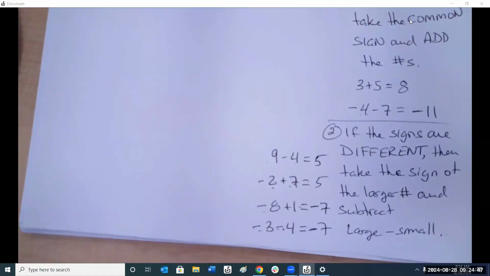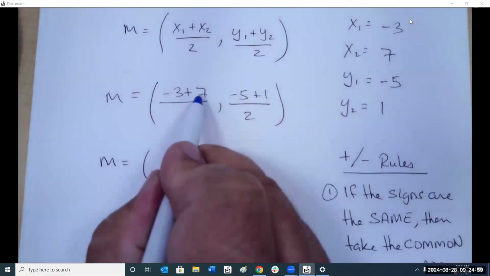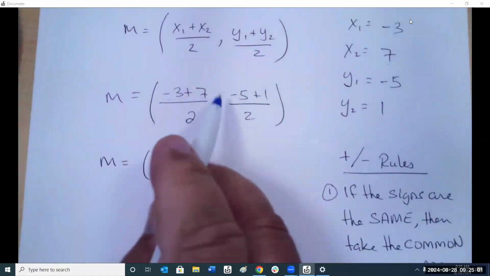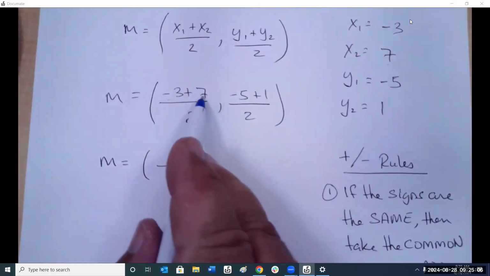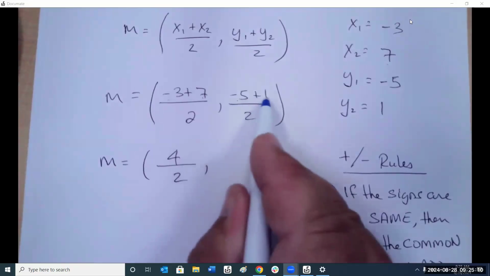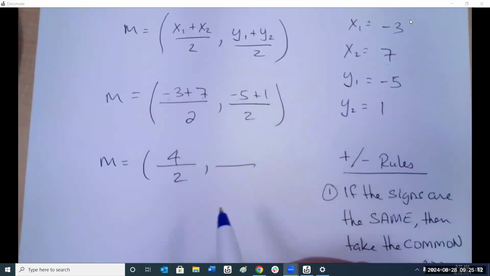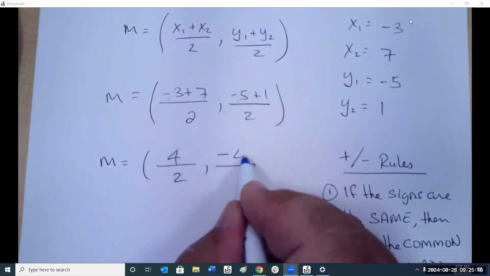Use your calculator to check your answers, not to do the work for you. It's supposed to supplement your education, not replace it. So back to our questions. -3 plus 7. Positive or negative? Positive. 7 minus 3: four. -5 plus 1. It's going to be negative. 5 minus 1 is 4.